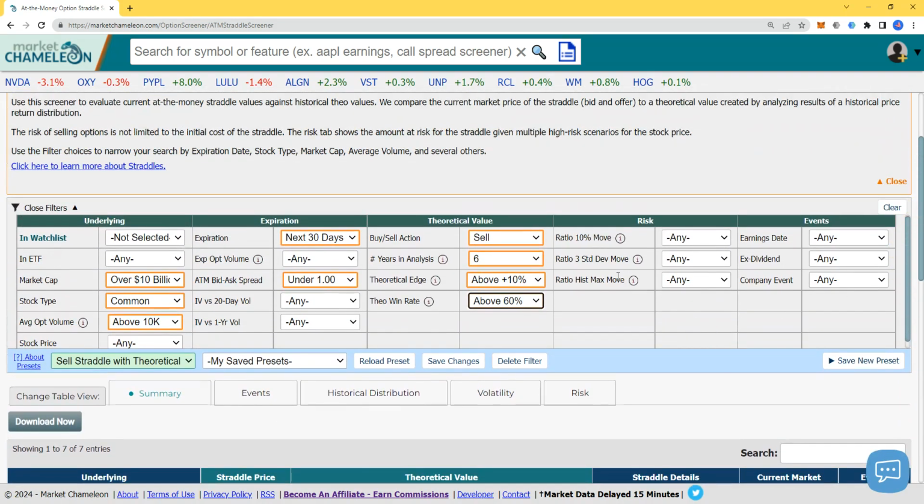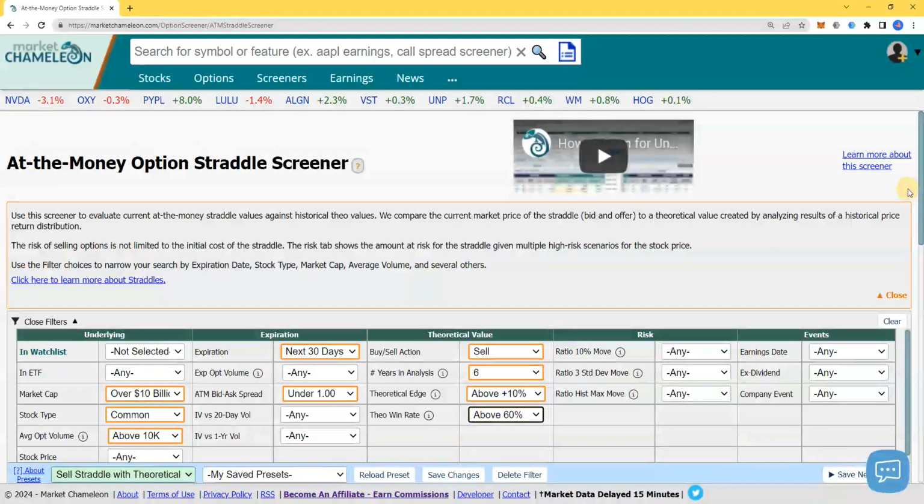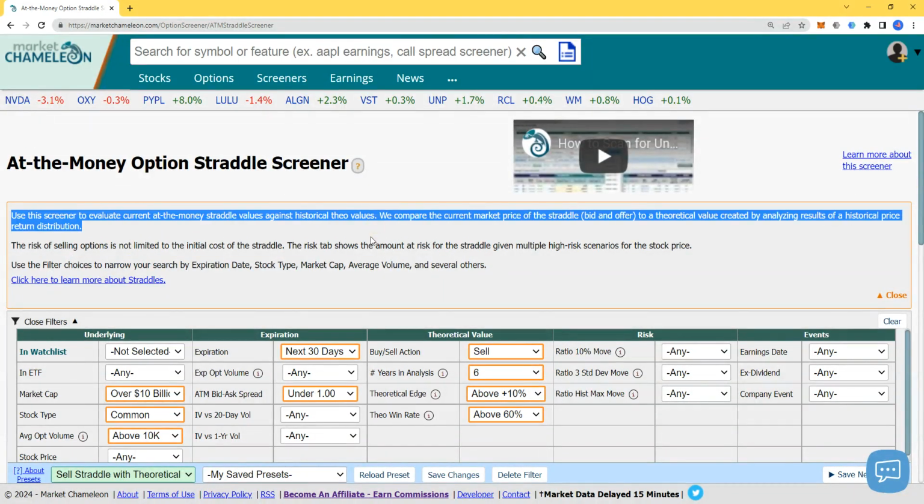And now ratio, earnings date, ex-dividend, etc. So you can screen and you can read all about it. Now this is super risky. Everything is risky in options, you've got to understand. But when you sell a naked straddle, and I don't think you can do it on Robinhood, you can do it on Tastyworks, on a margin account, or if you have the buying power. Basically, you sell.